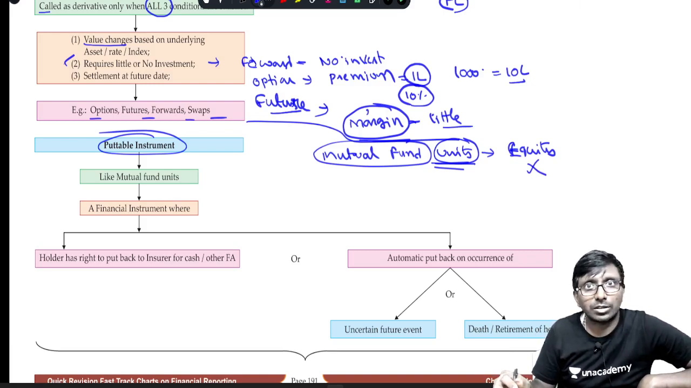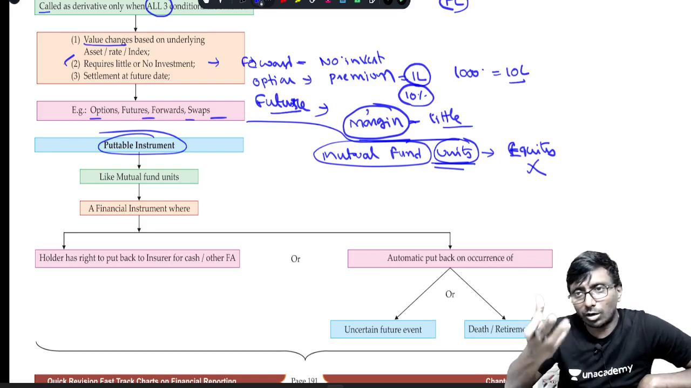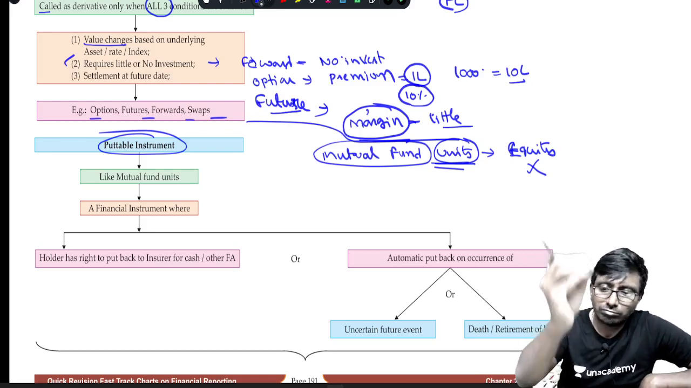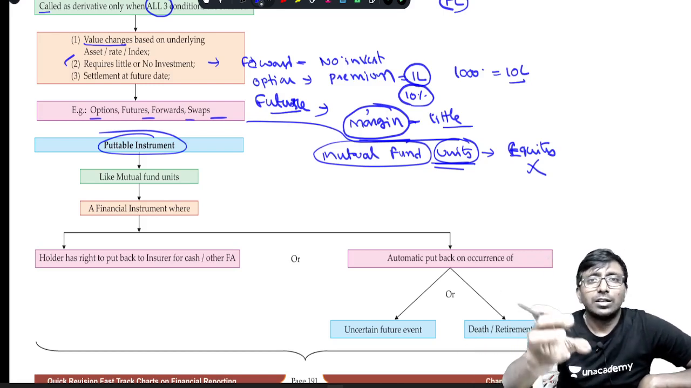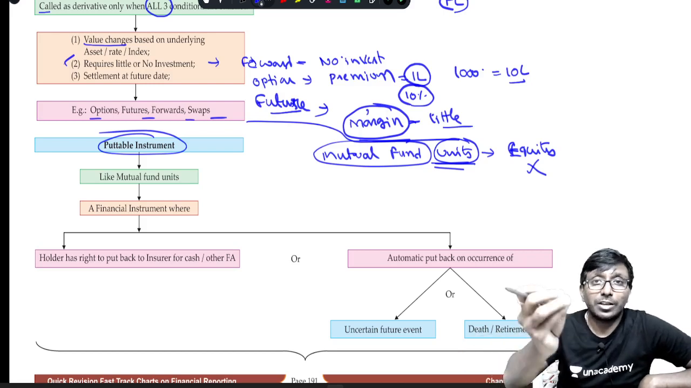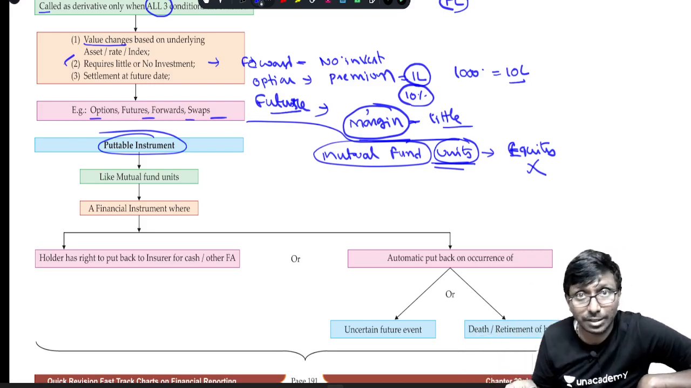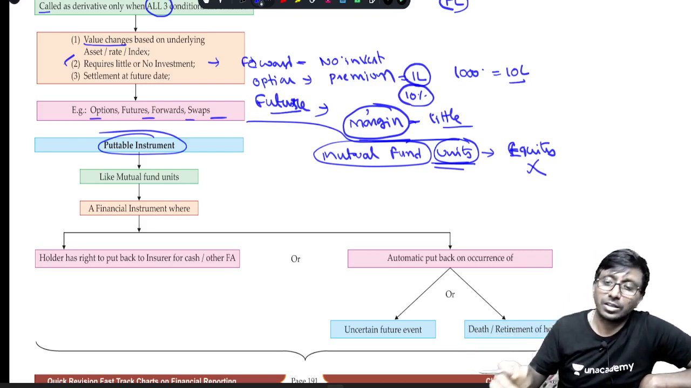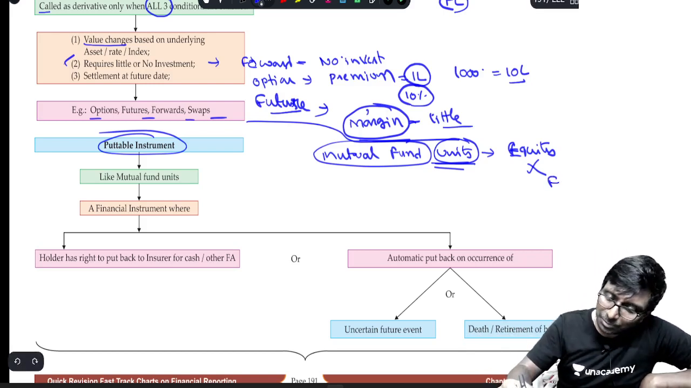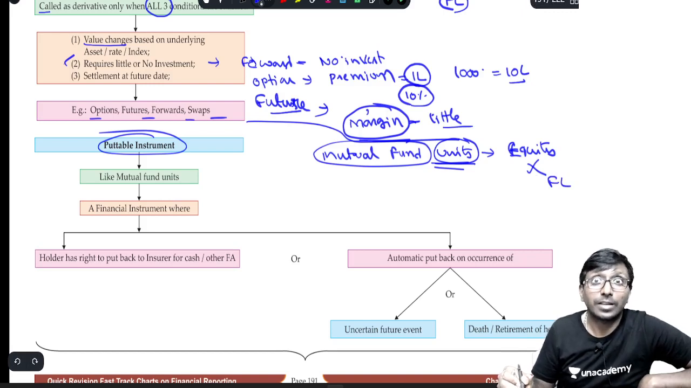Why is it not equity, sir? Because I am a unit holder. Whenever I want to redeem the money, I can give back my units. Then the other party has to pay me back. I mean, the mutual fund company has to pay me, or not? Yes, it has to pay. That's why, correctly speaking, it is a financial liability.